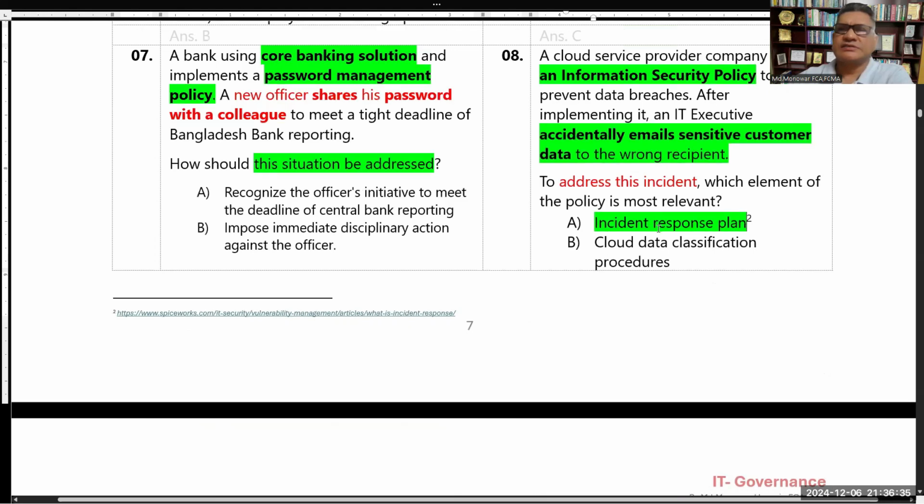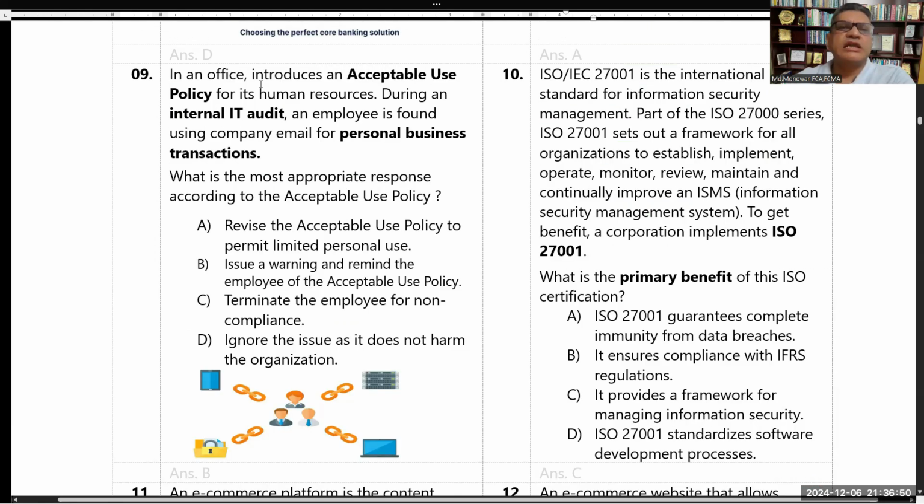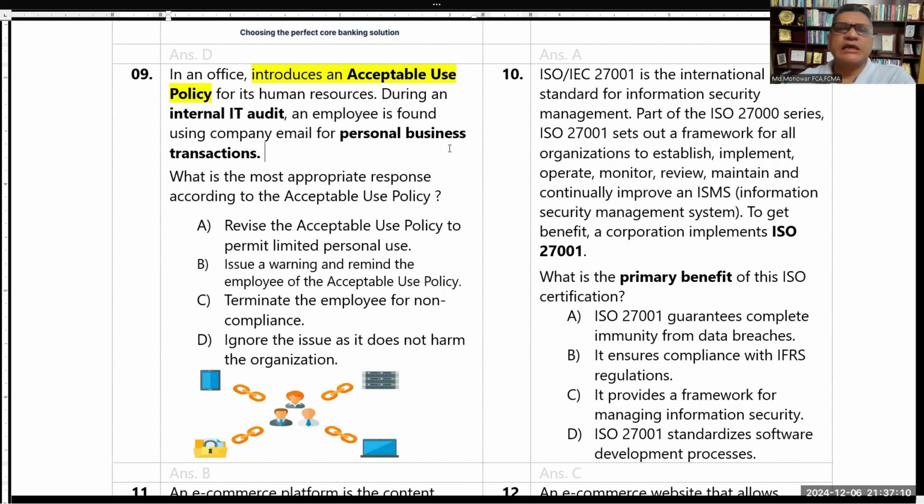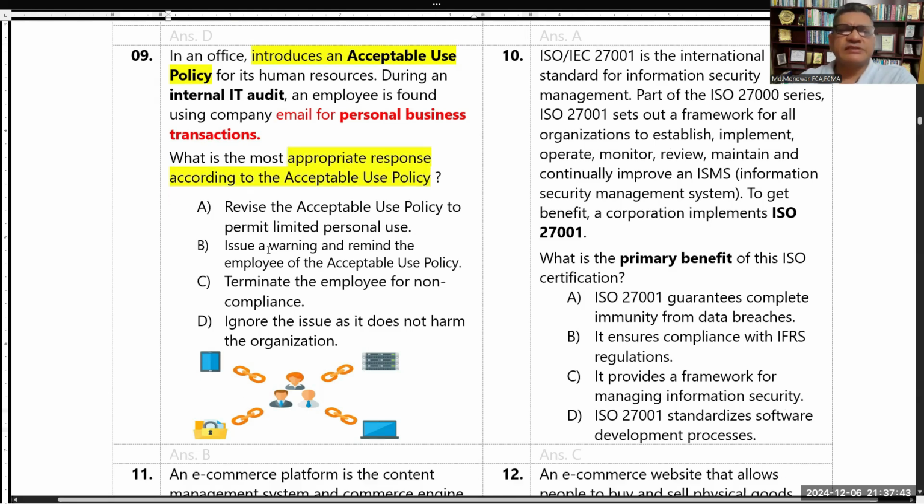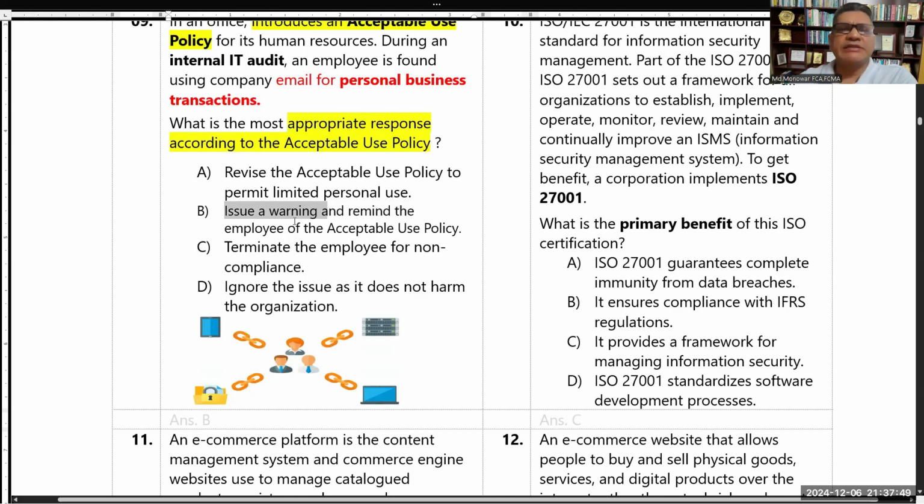So here the answer is incident response plan. In an office, an acceptable use policy is introduced for its human resources. During its internal IT audit, an employee is found using company email for personal business transactions. What is the most appropriate response according to the acceptable use policy? Your answer is to issue a warning and remind the employee of the acceptable use policy.